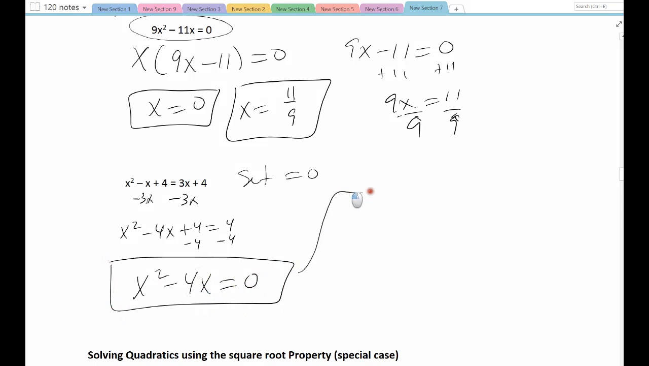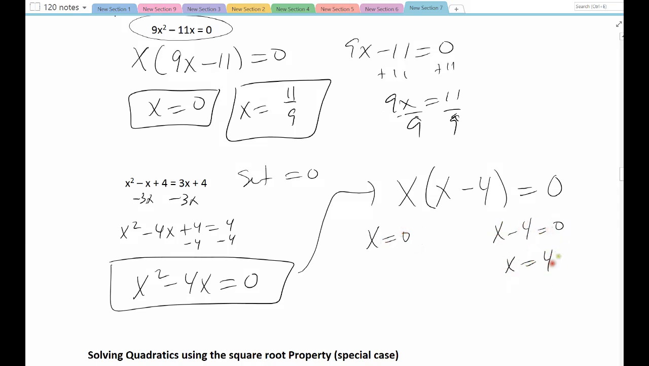Now I have that form where I factor out the x. When I factor out the x, I get x minus 4 left over. And so my two answers are x equals 0 or x minus 4 equals 0. And so when I solve that, I get 4. And so the two places this graph crosses the x-axis are at 0 and 4. And so my solutions are 0 and 4.